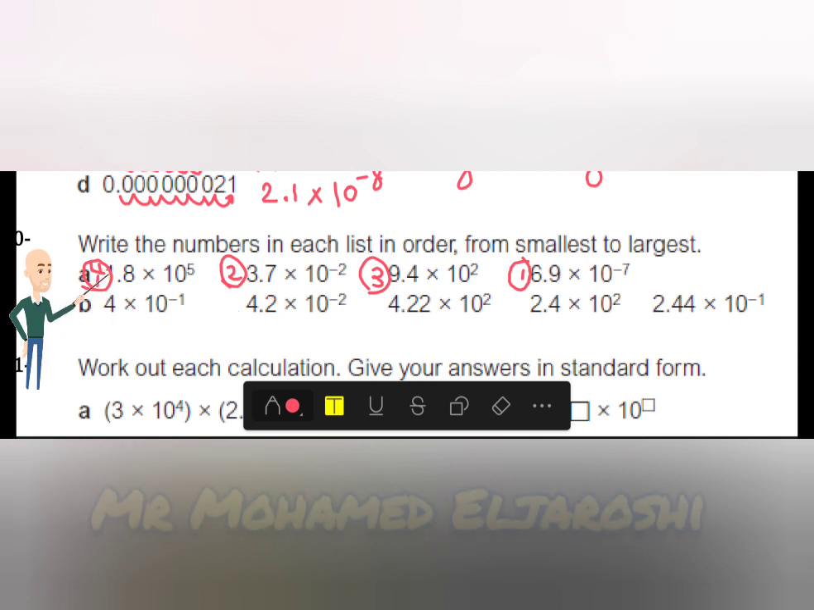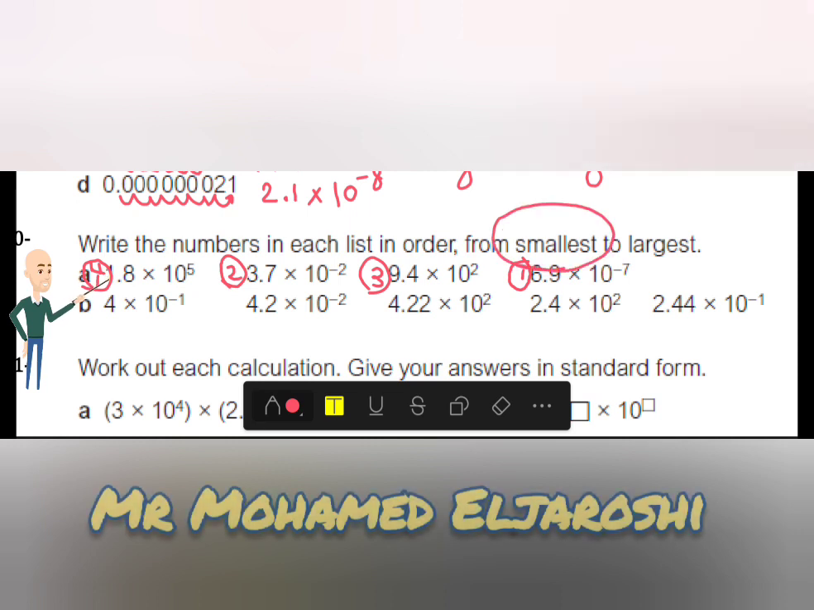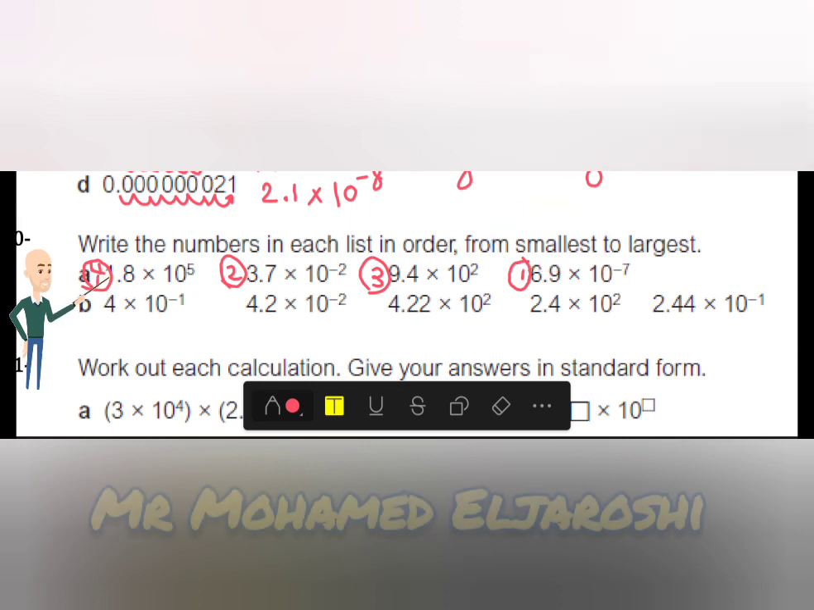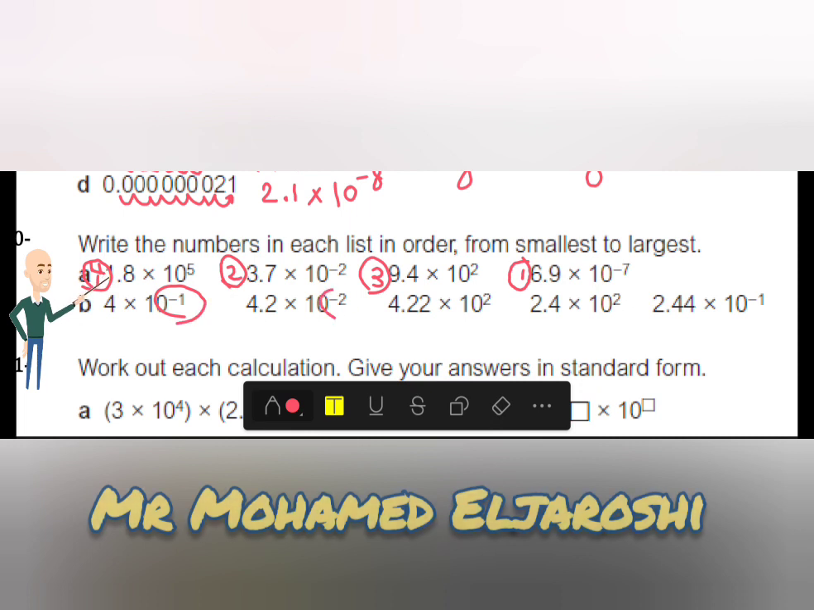First thing, we said that the smallest number has a negative power. Let's take a look at the negative powers. We have negative 1, negative 2, and negative 1. Which one is the smallest?